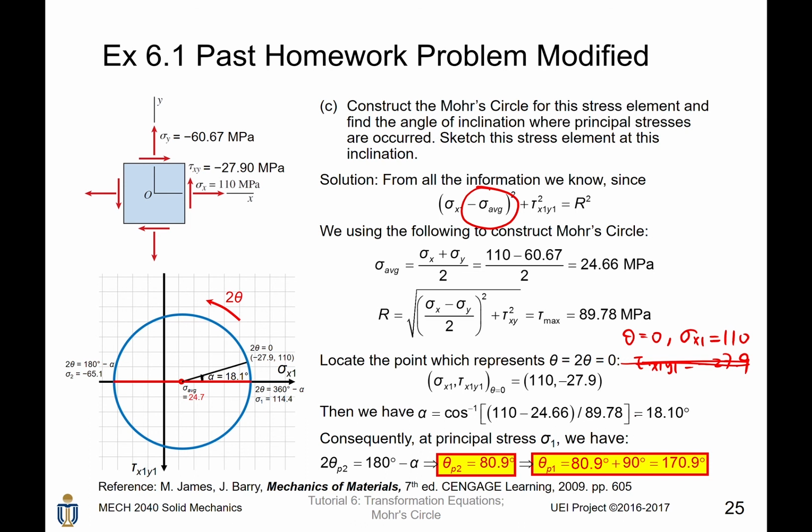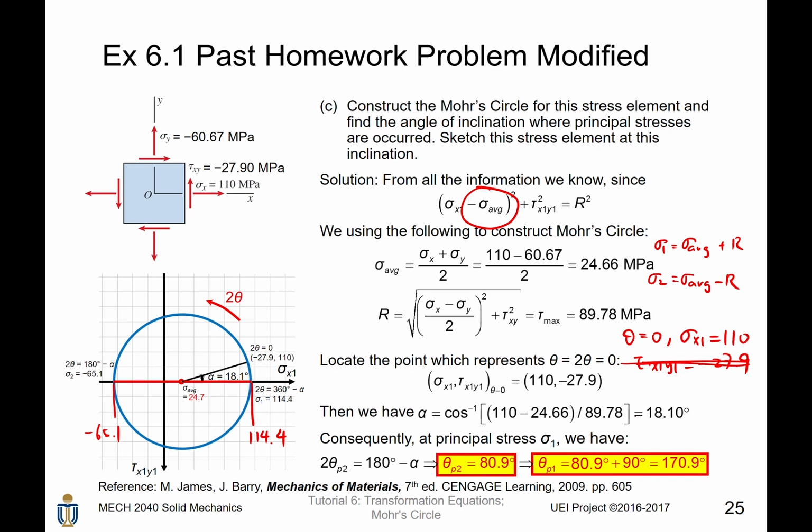Then we locate a point on the Mohr circle where sigma equals 110 million pascals. So on this Mohr circle, the first principal stress is given by 114.4, while the second principal stress is given by minus 65.1. The reason is that sigma 1 equals sigma average plus r, while sigma 2 equals sigma average minus r. Then you can locate the center as well as the radius of the Mohr circle, and consequently you can find the principal stresses on the horizontal axis, sigma x1.